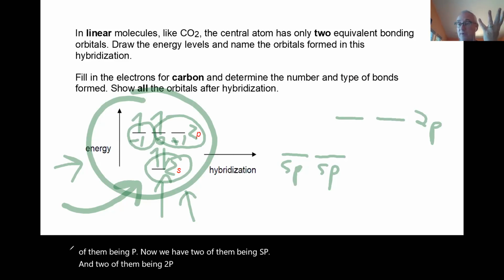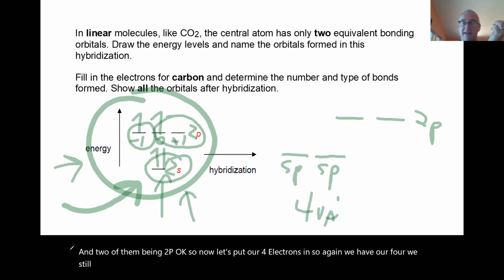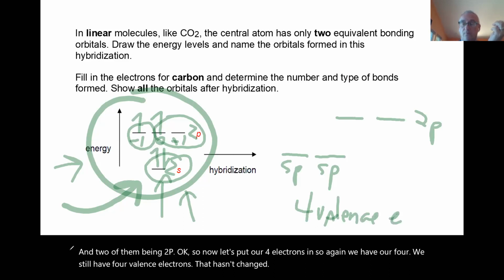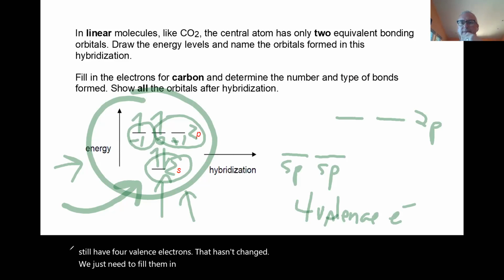So now let's put our 4 electrons in. So again, we still have 4 valence electrons. That hasn't changed. We just need to fill them in. So where do we start? Where does the first one go? On SP. Yep, this one right here. And spinning up or down? Up. Where's the second one go?